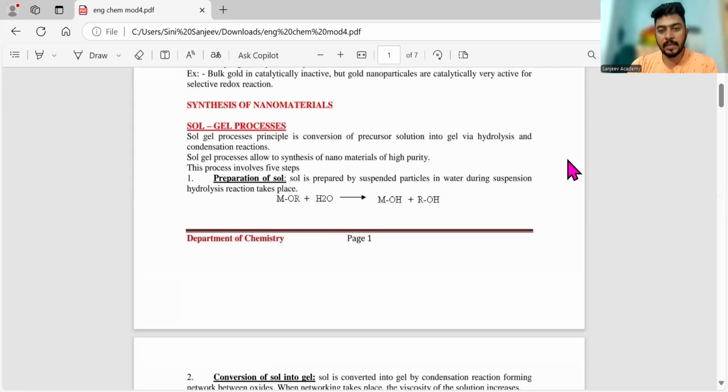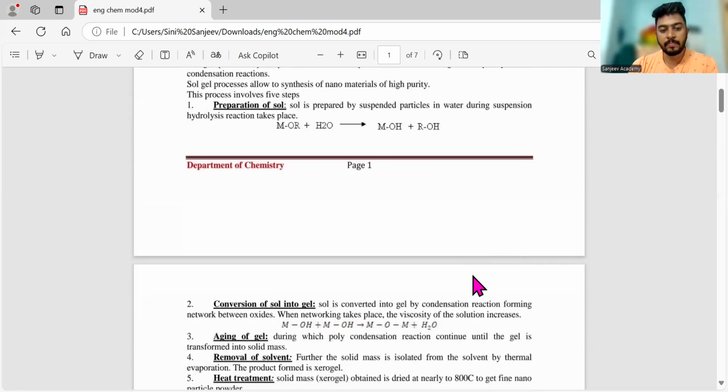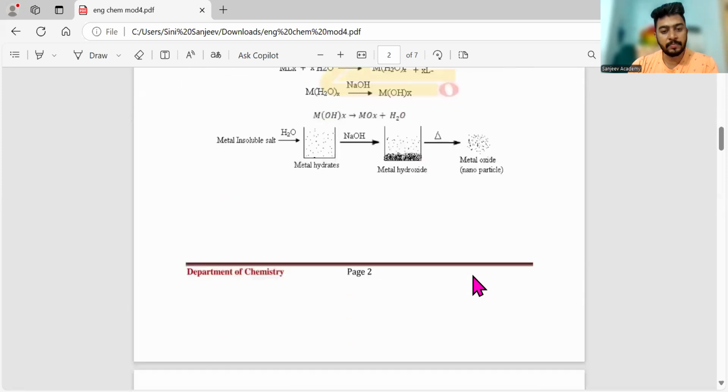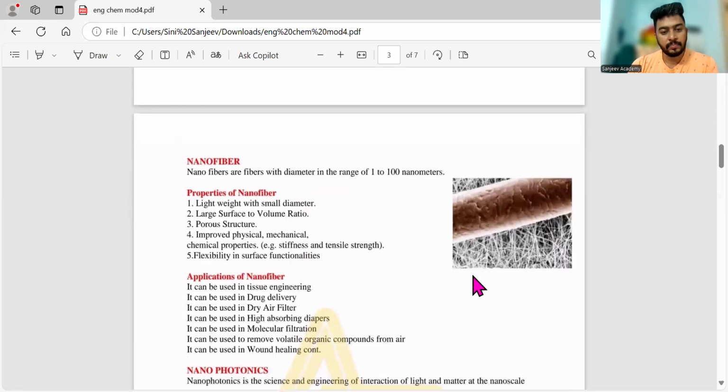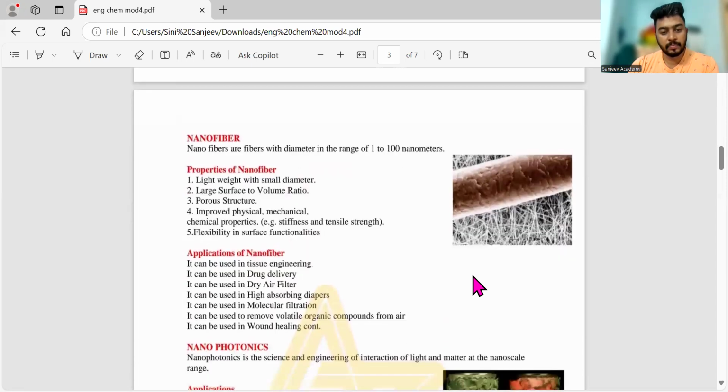First, let's see the application because we should know why we are studying this. Nanofiber. So mostly it's used in the high absorbing diapers. And also during the molecular filtration, especially the RO filtration, we'll be using this nanotechnology. So these two are the main important things, and obviously the tissue engineering, as you can see in the pic itself.